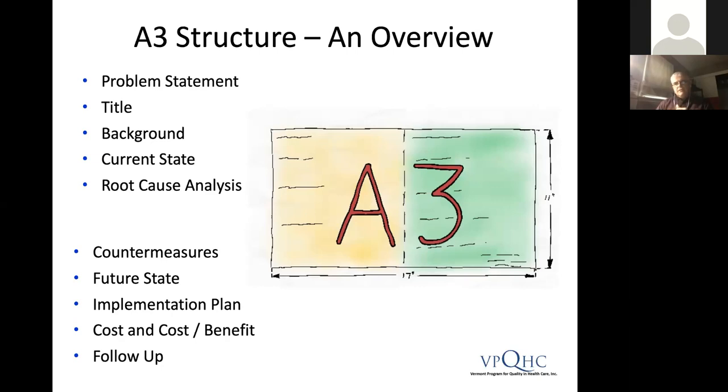On the right-hand side, you're looking at everything to do with the future state, which are the countermeasures to the specific root causes that you found. The future state illustration of what the process will look like after you've implemented the countermeasures. An implementation plan of how to actually get there. Potentially a cost and cost-benefit analysis. We'll talk about that. And some follow-up of checking that the changes that you've made have actually stuck. And just a small section on that. So as you can see, a fairly basic structure, but it works quite well, as you'll see.